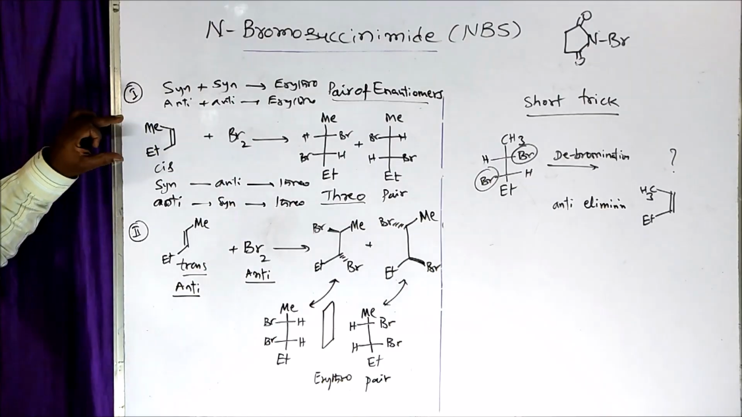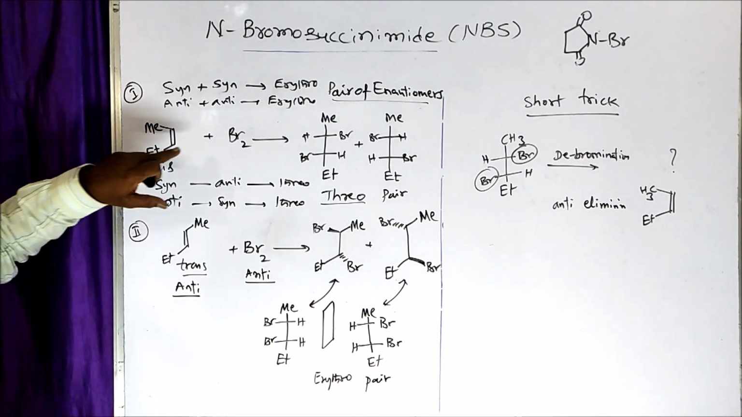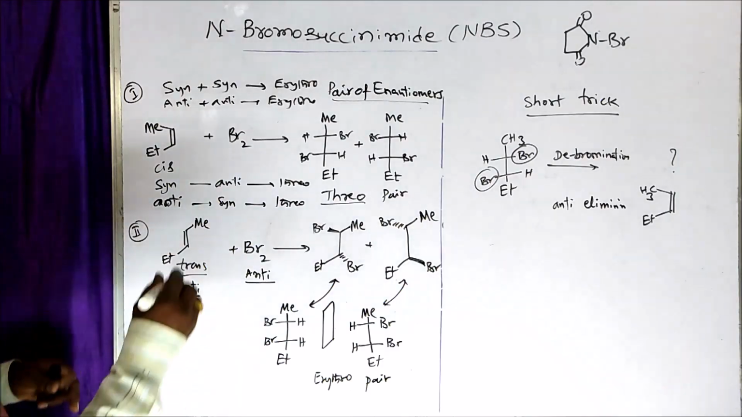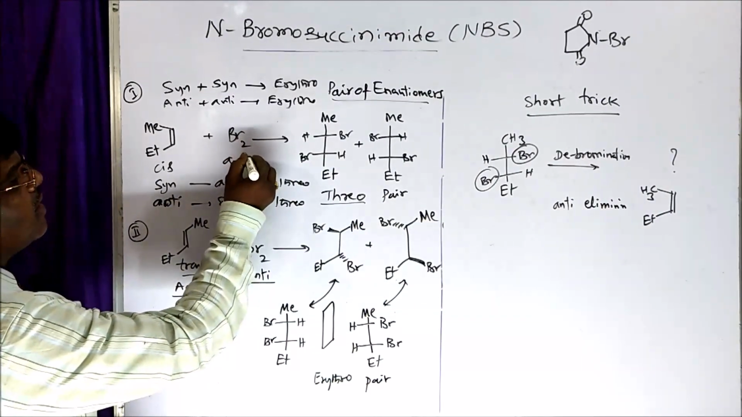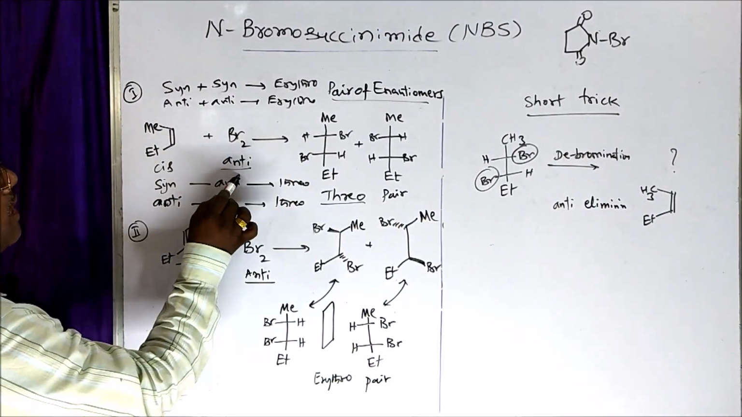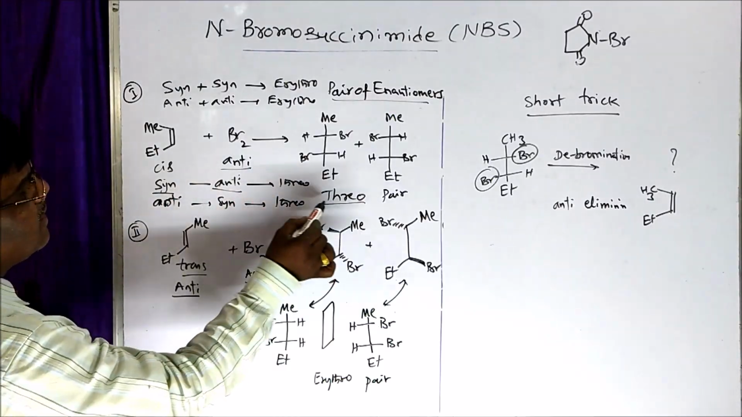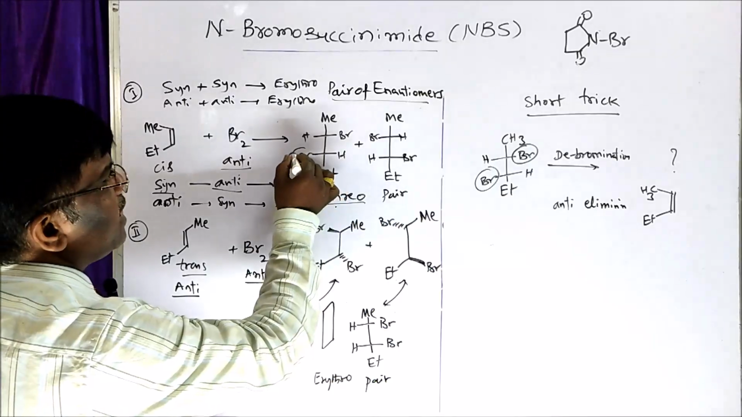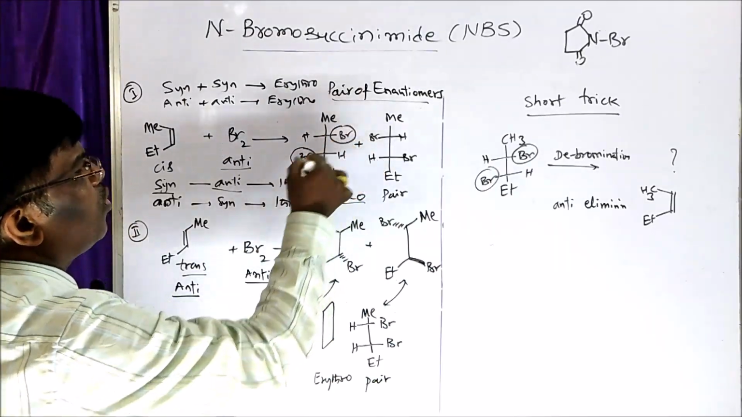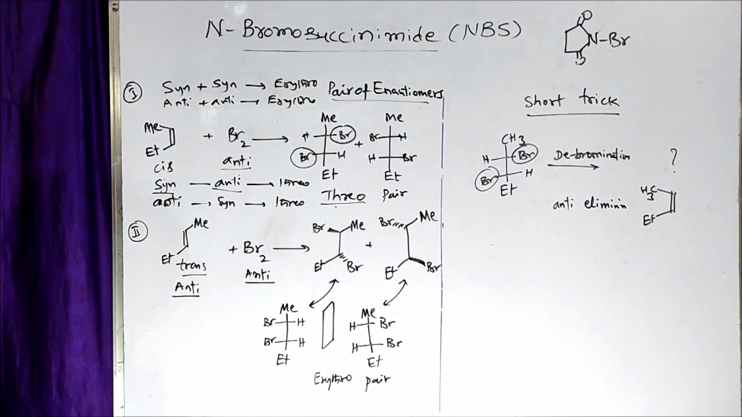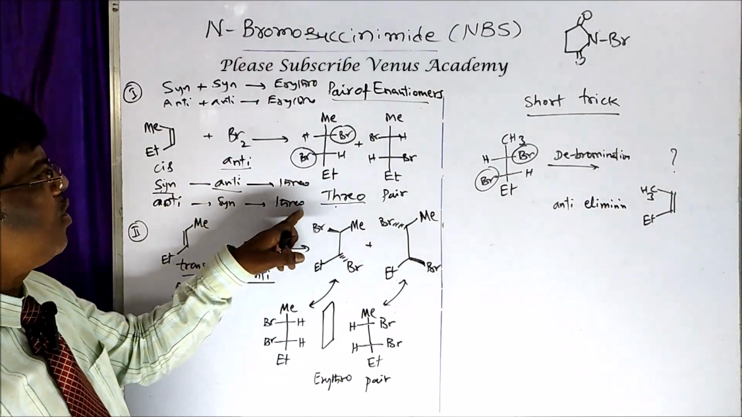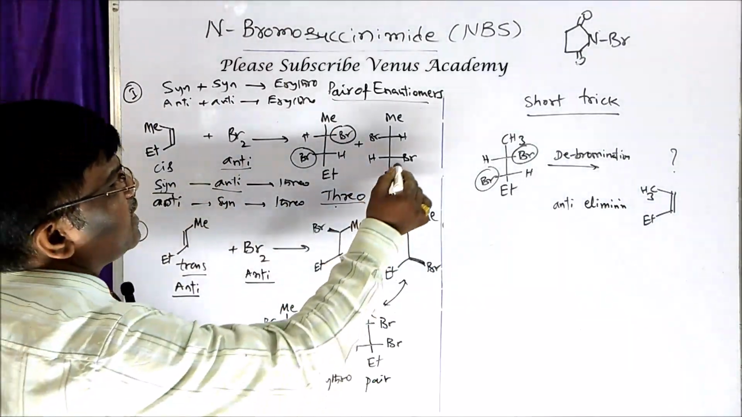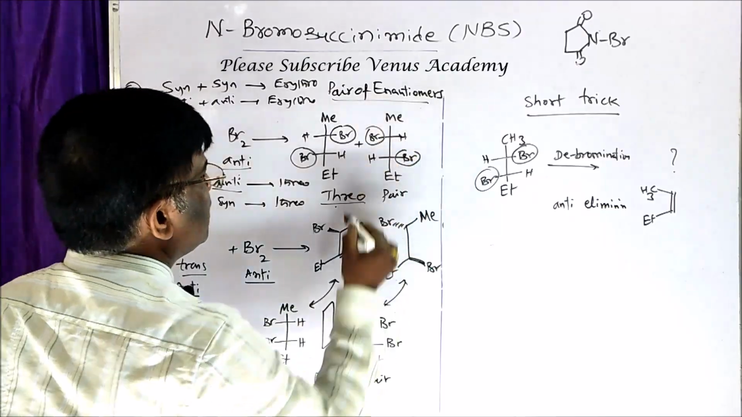So this is cis 2-pentene. Upon bromination, this bromination is anti addition, isn't it? So cis compound with anti addition, what are we going to get? It is a threo compound. The adding bromine goes in two opposite directions, right? So we are going to get the anti threo compound. So this threo is a pair of enantiomers.